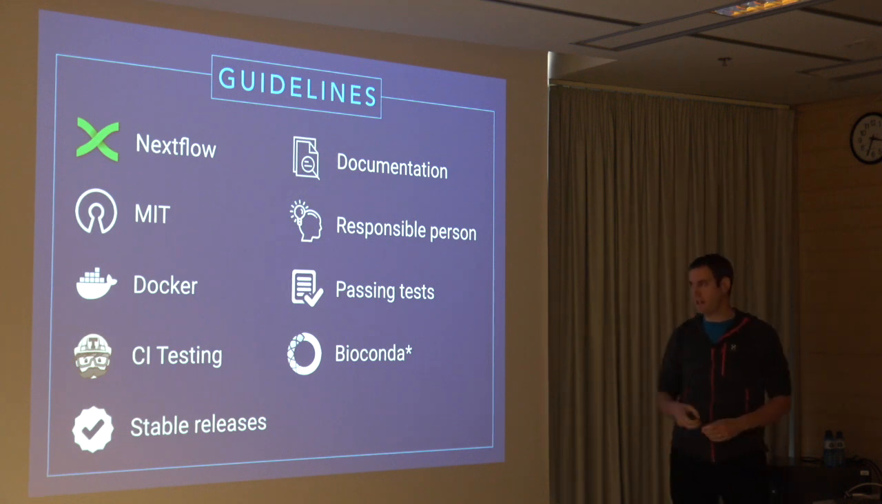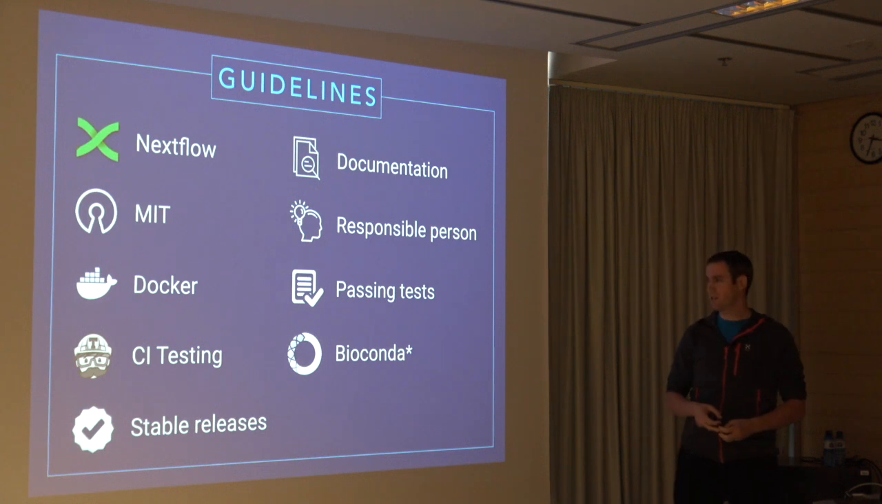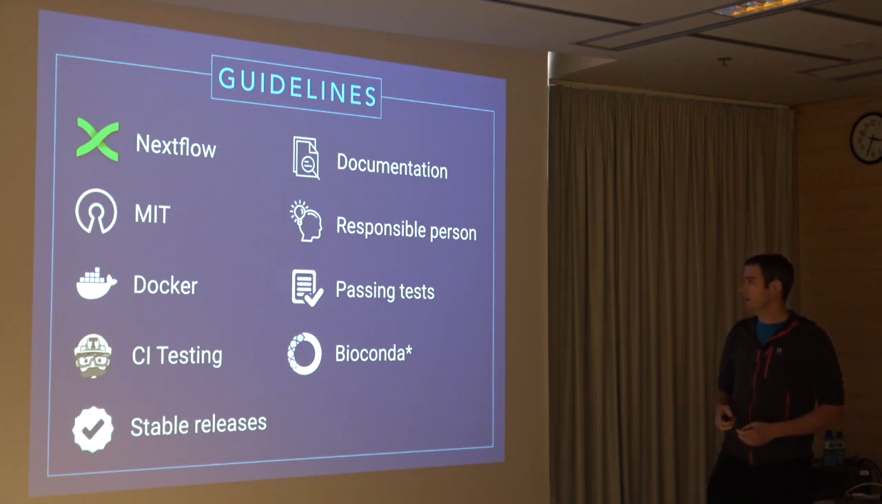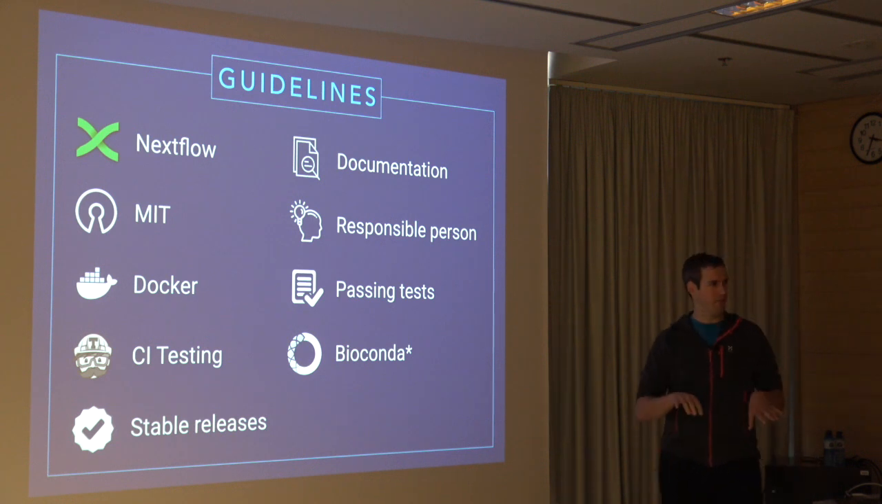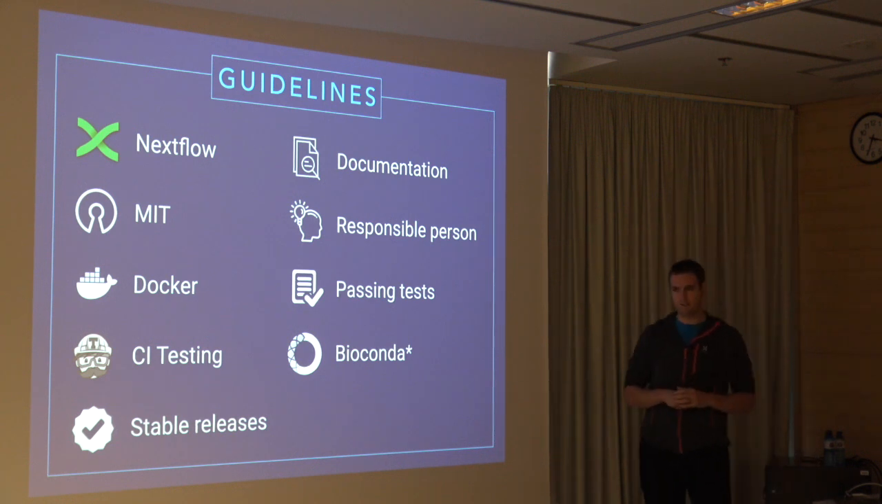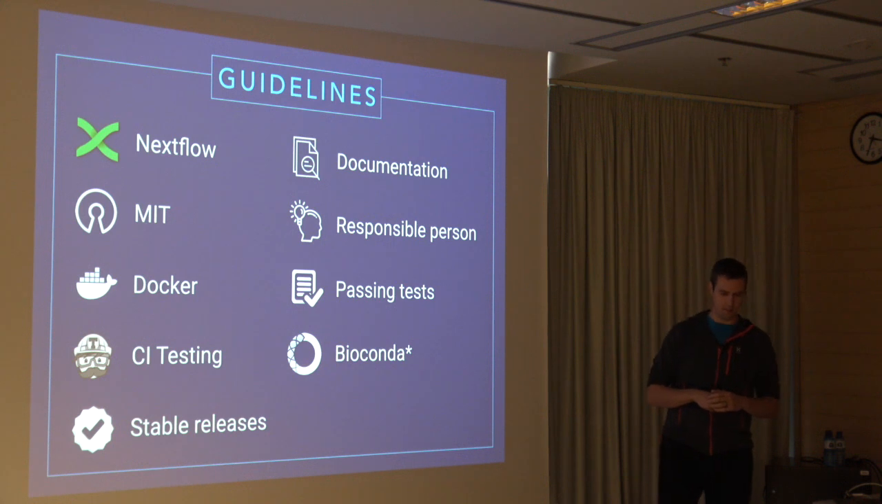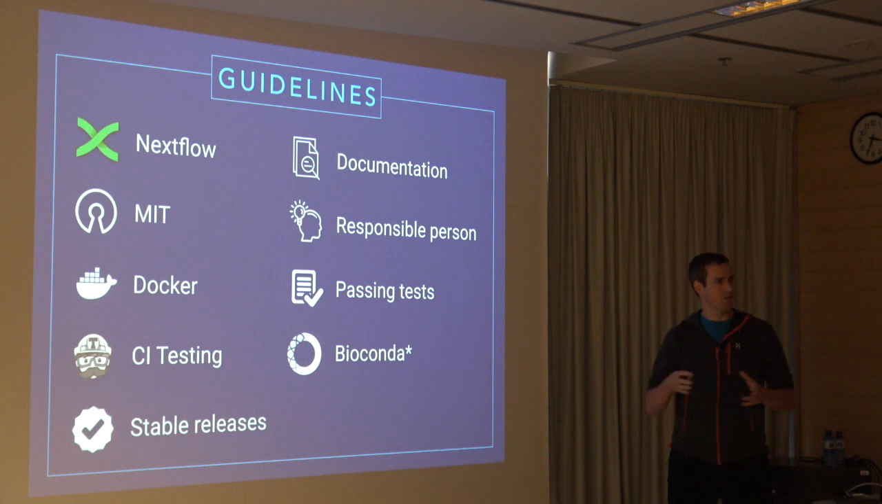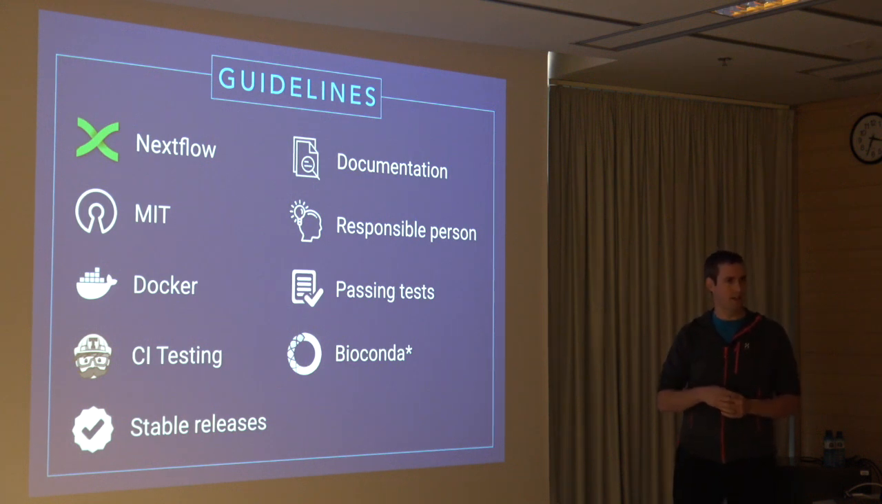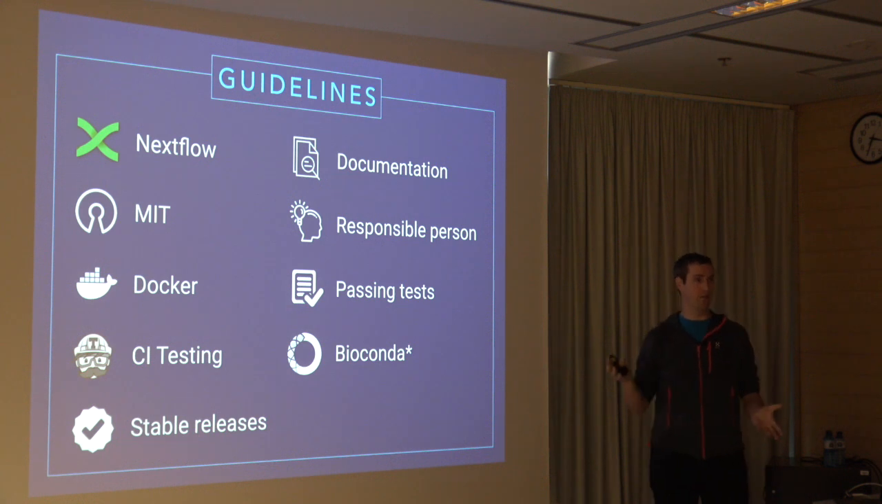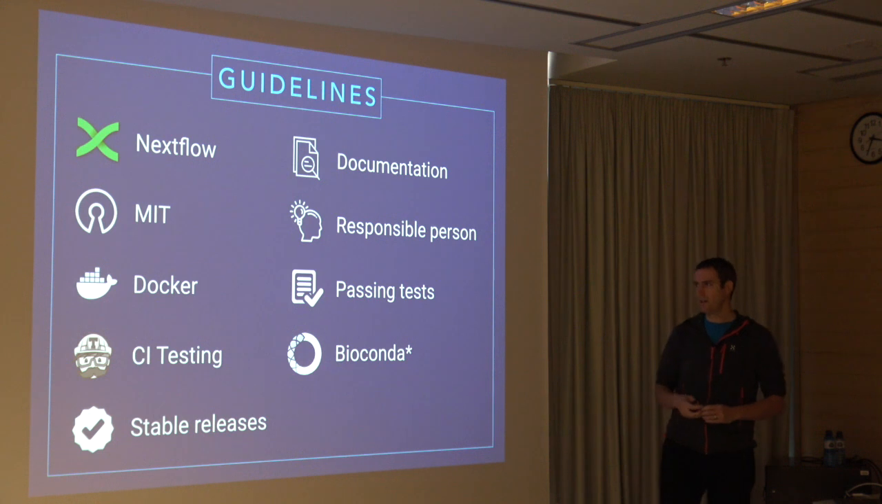We have some basic CI, continuous integration testing, on Travis, and there should be stable releases. There's some other fuzzier guidelines, things about not having hyphens in the name of the workflow. Also, some stuff about being not too big and not too small. The cancer pipeline, which I mentioned briefly, was one of the ones where we thought it was too big, it was too complicated, and it wasn't consistent with the other pipelines, so that's separate.